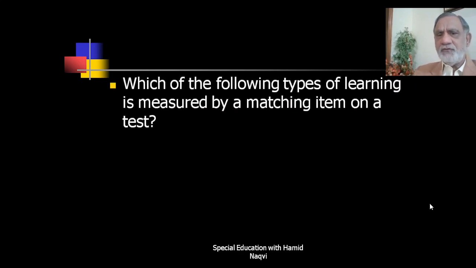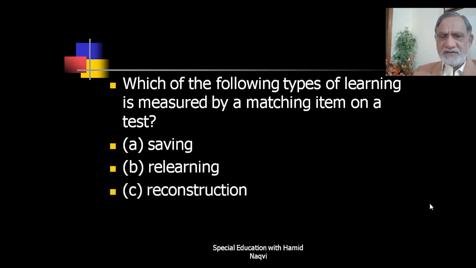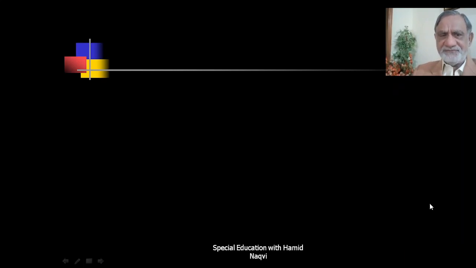Which of the following types of learning is measured by a matching item on a test? Saving, relearning, reconstruction, or recognition? Answer is C, that is reconstruction.